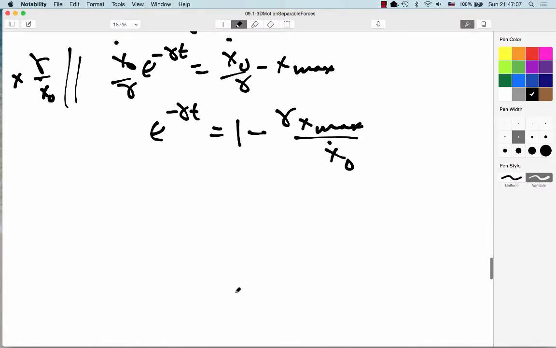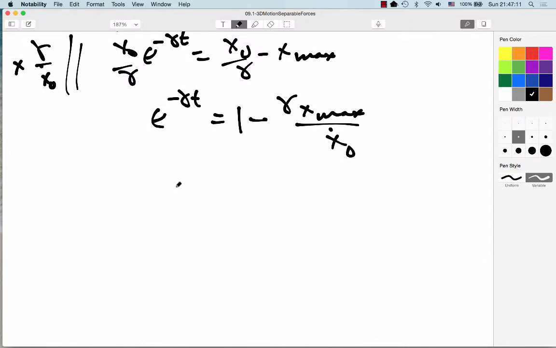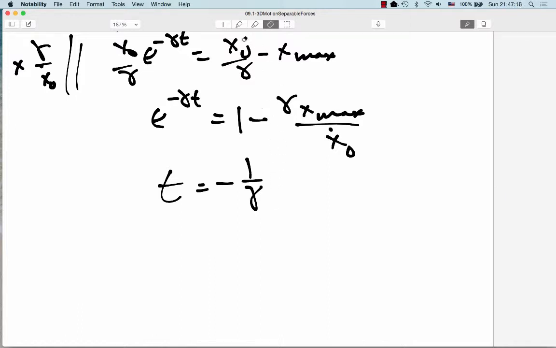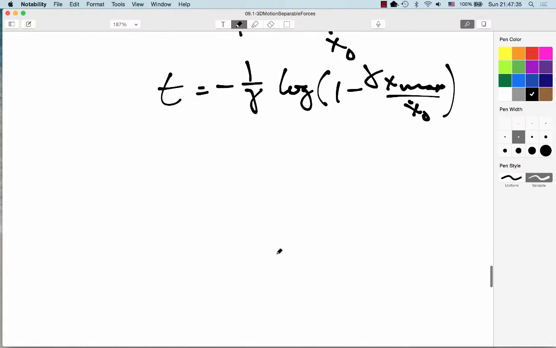And then we can take the log of both sides and solve for t. So we get that t equals minus 1 over gamma times the natural log of 1 minus gamma x max over x naught dot. And yes, physicists usually write log instead of ln. So if you see me doing that, that's what we mean.